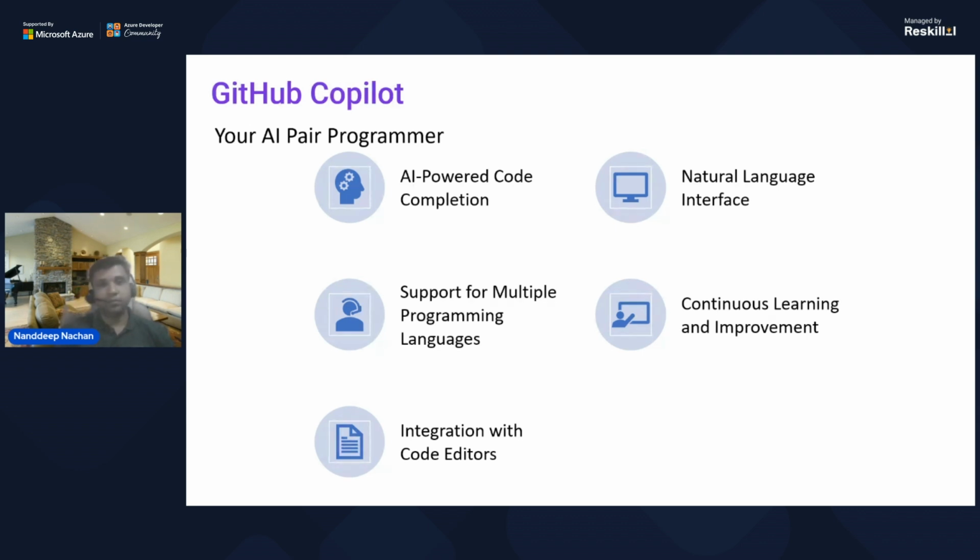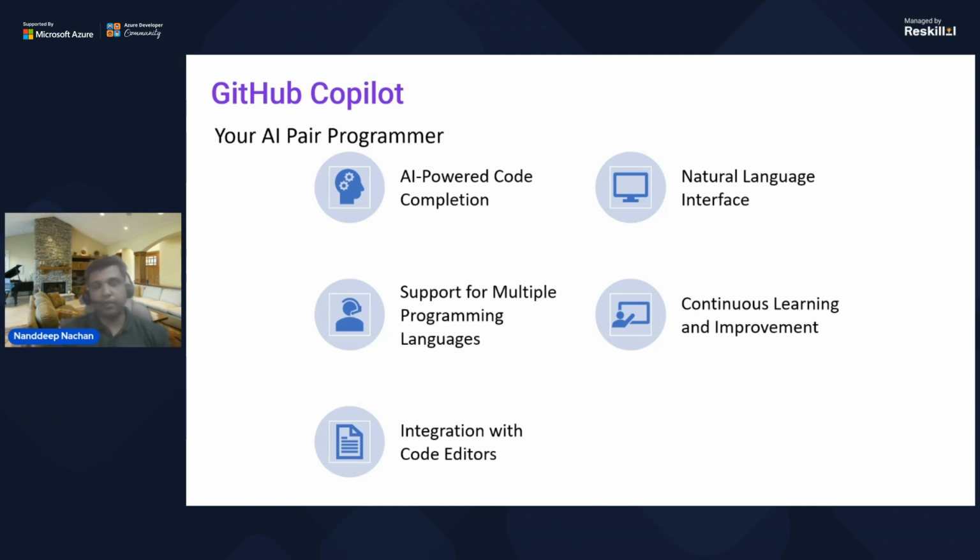Okay, so overall, GitHub Copilot aims to streamline the coding process. Thereby, it can reduce the need for repetitive typing, and specifically it can boost developer productivity by giving the power of AI to assist with code creation. So, for example, if you have a look at this slide, obviously it is AI-powered code completion. It has a natural language interface.